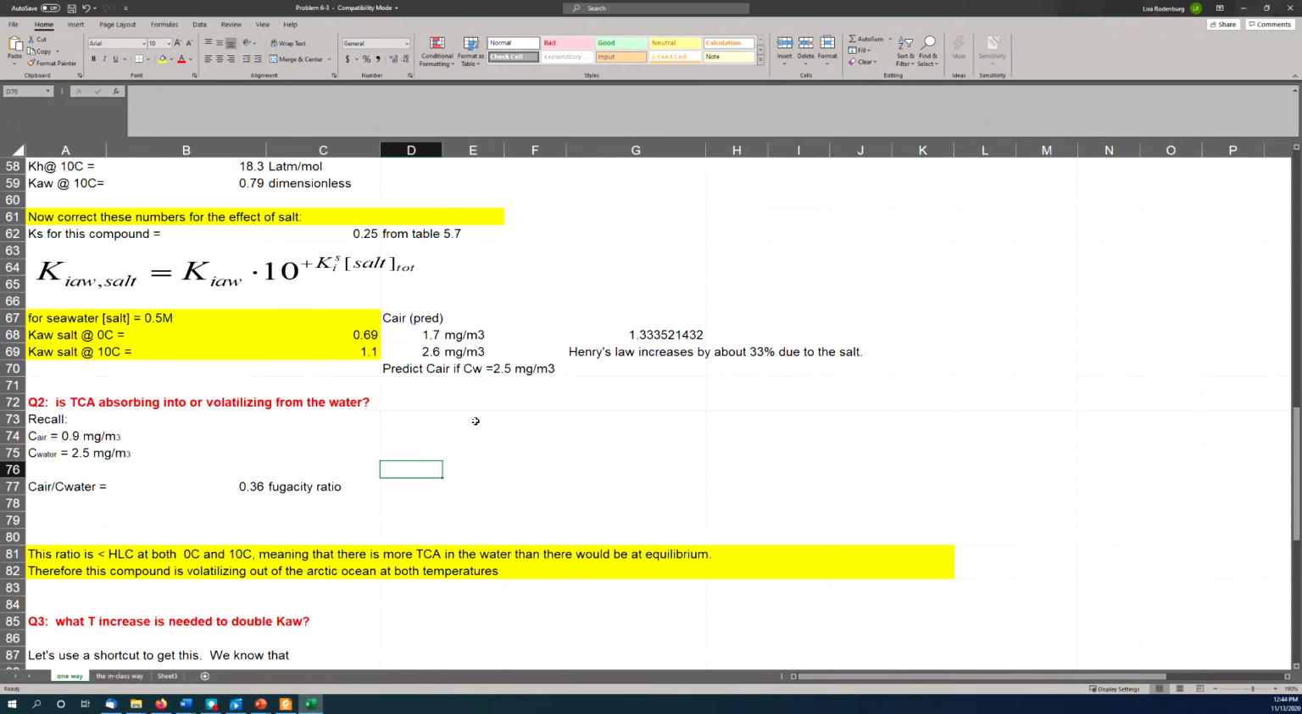Okay, so that's how you employ Henry's law constant. Think about fugacity ratios, adjust for temperature, and also adjust for salinity.